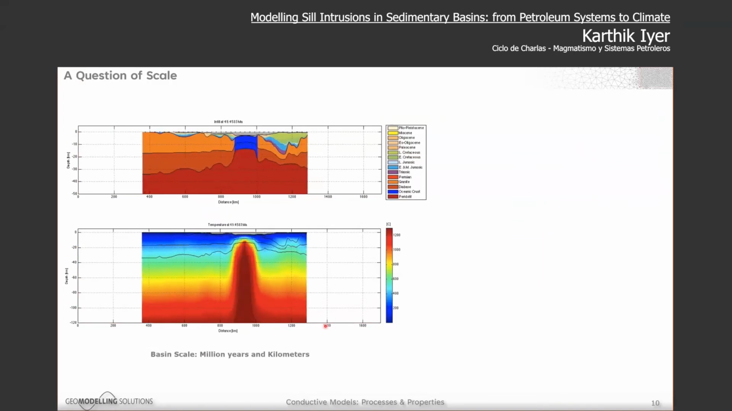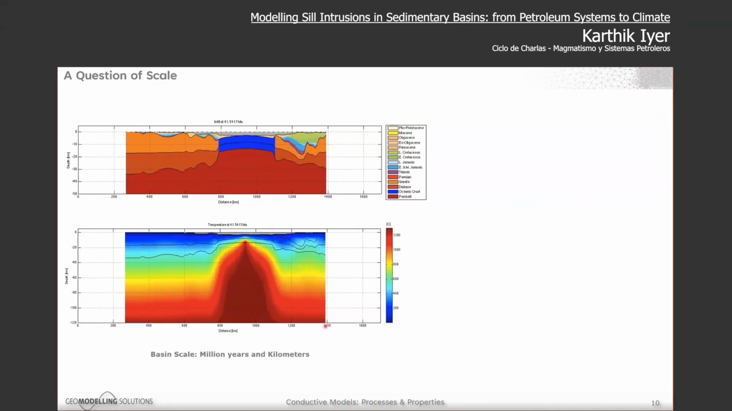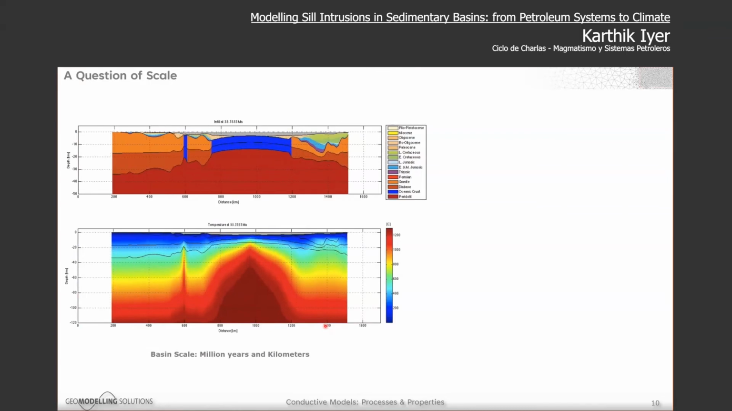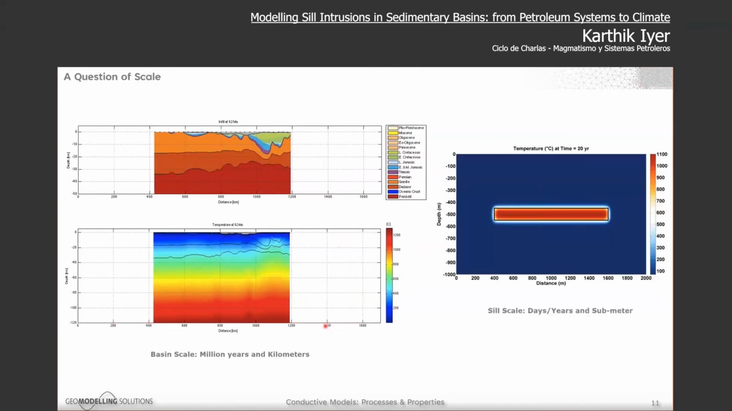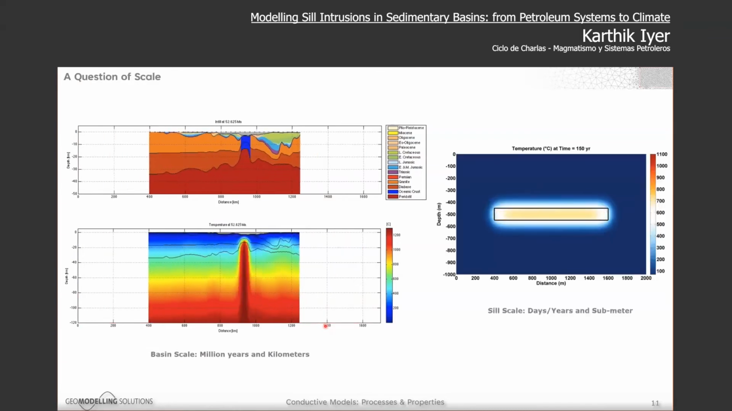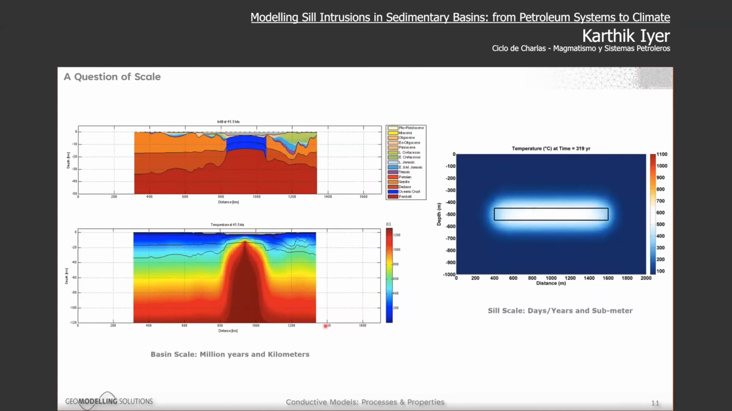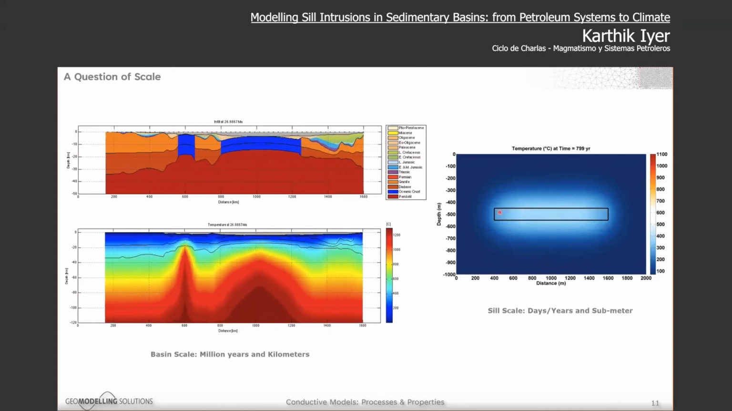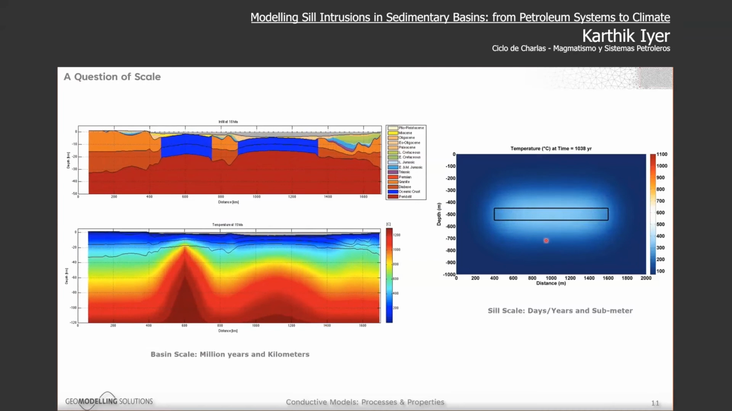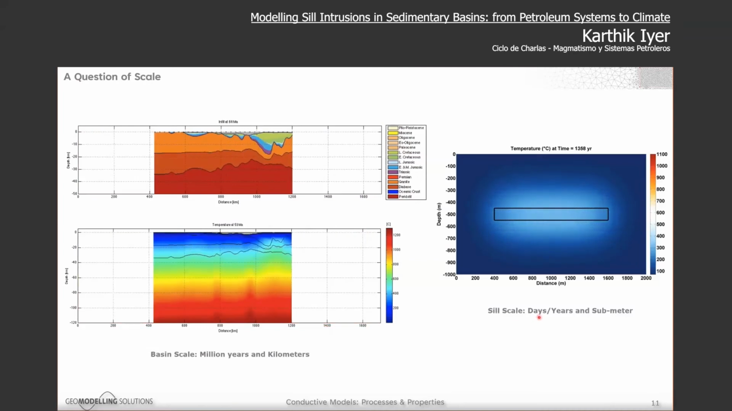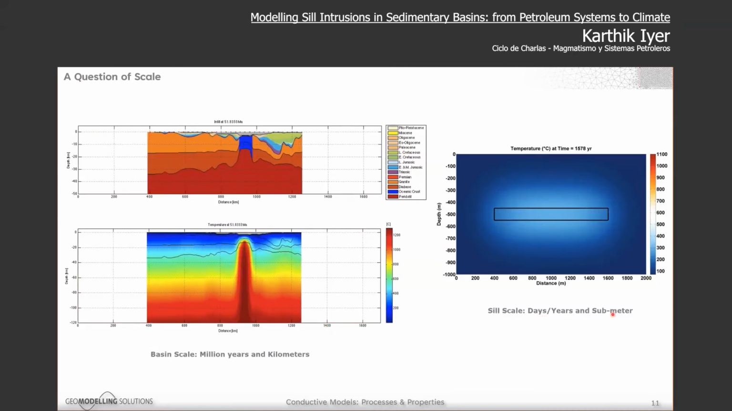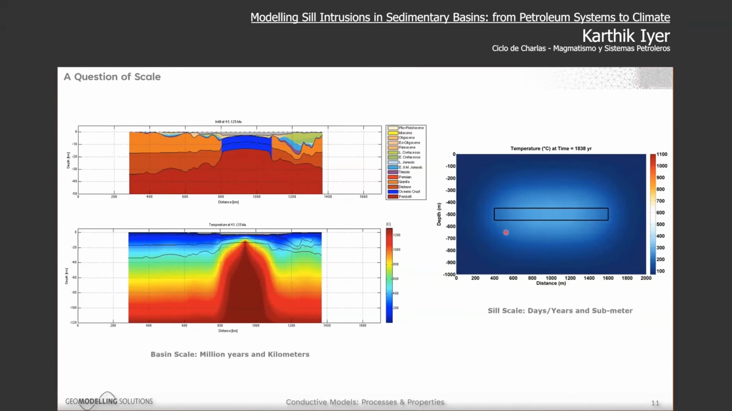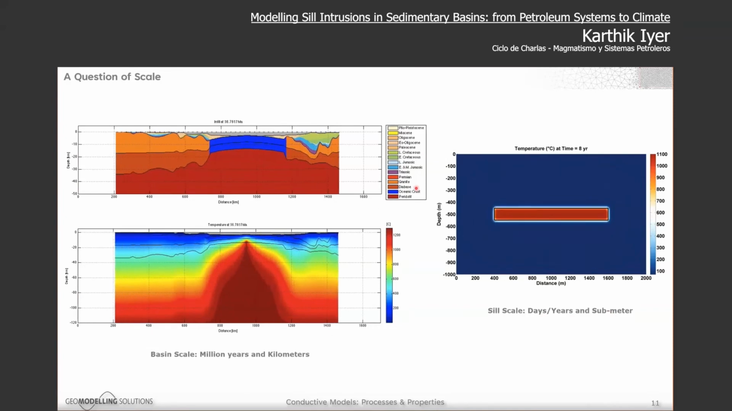And if we look at our usual sills, a pretty thick sill is a few hundred meters, but usually they're not even that. They can even go to meter scale. And when we try to model that, this is a 100-meter sill placed in a cold rock. We're talking about days and years and sub-meter scale resolutions. So these two resolutions are sort of incompatible with each other.